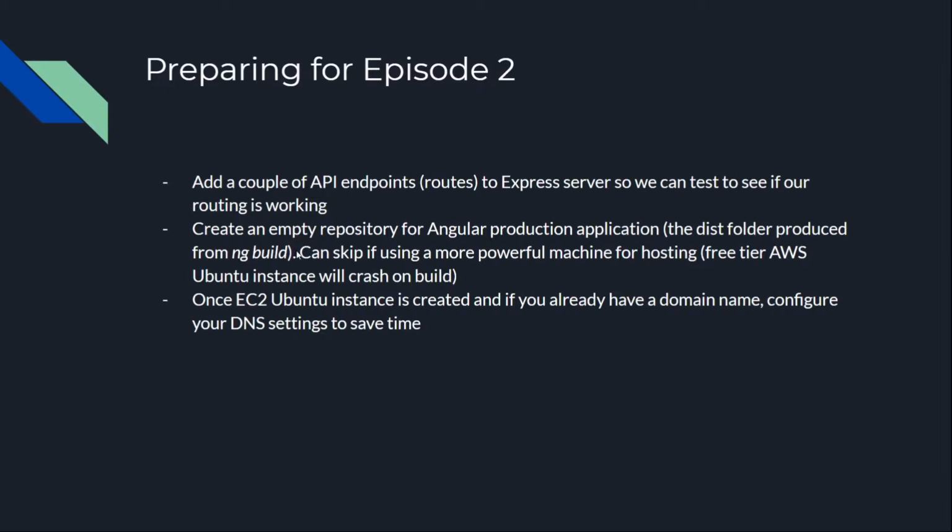If you are going to stick with the free tier for the EC2 instance, you will need an empty repository for the Angular production application. That's the way I did it. If you guys are doing this part in a different way, please share in the comment section so that I can check it out, because this is really the only way I've ever done it, is just using a new repository. And as I mentioned previously, as soon as you start that Ubuntu instance and you got that public IPv4 address, and if you do have a domain name, just add it to the DNS configurations and it will save you a lot of time.